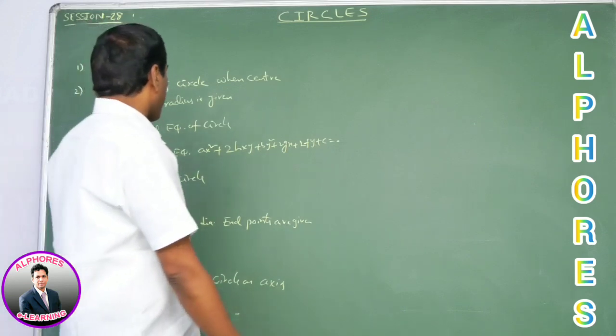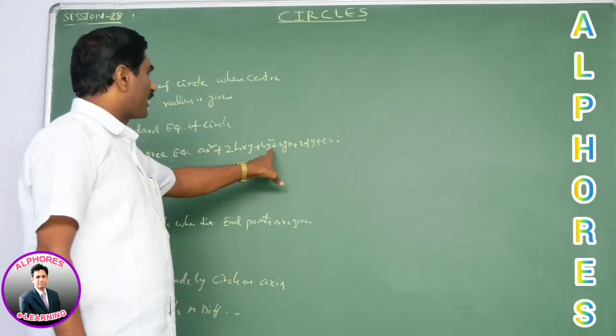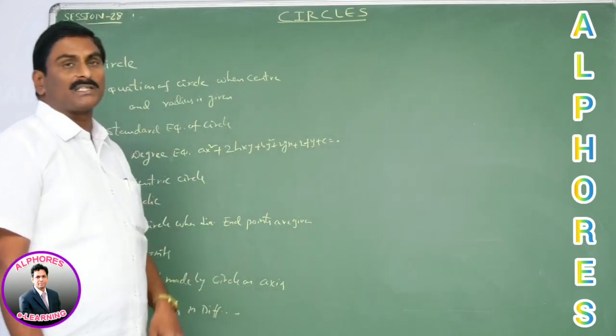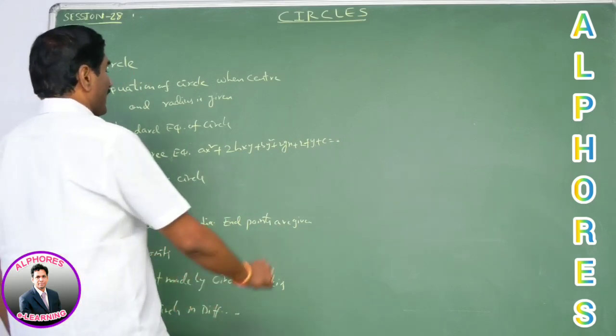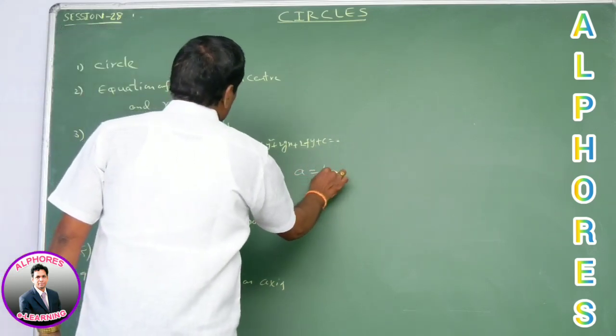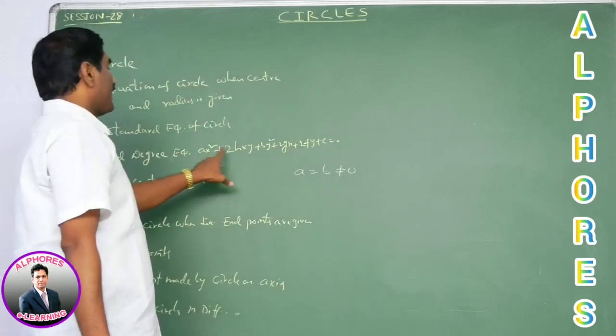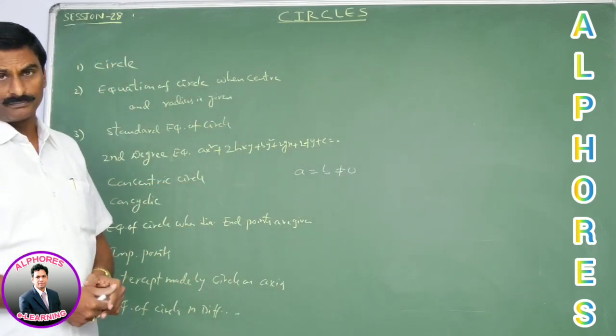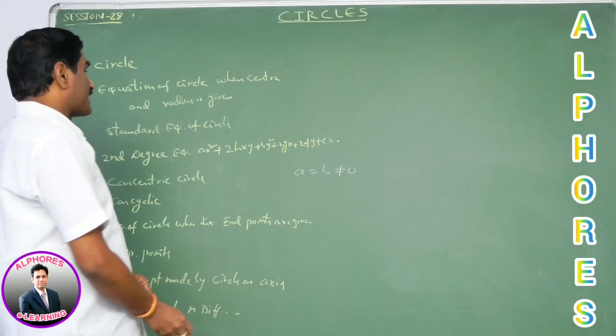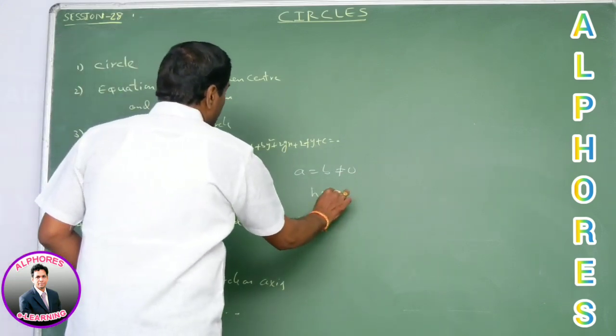Second degree equation ax square plus 2hxy plus by square plus 2gx plus 2fy plus c is equal to 0 represents a circle where x square coefficient is equal to y square coefficient, not equal to 0. That means a is equal to b not equal to 0. Next, xy coefficient must be 0. That means h is equal to 0.